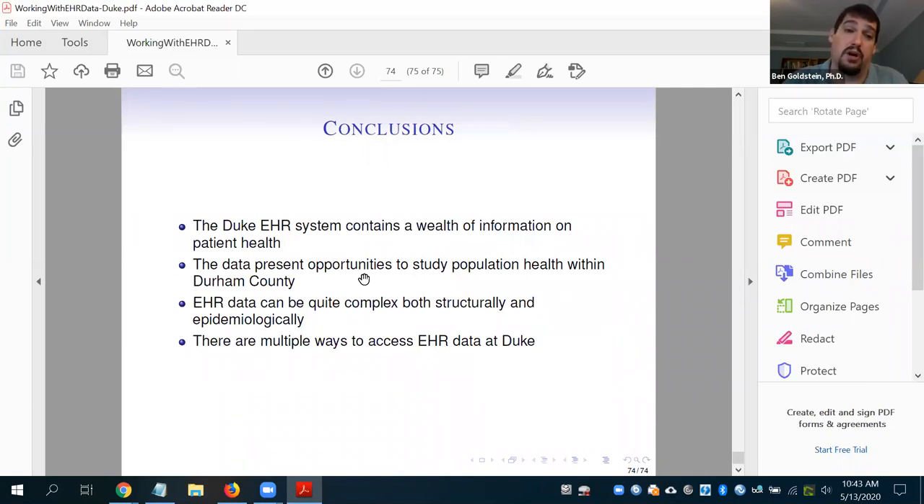So in summary, I hope I've convinced you all that the Duke EHR system contains a wealth of information on patient health. The data present opportunities to study population health within Durham County. This is an area where we've done some really exciting research. And EHR data can be quite complex, both structurally and epidemiologically, and there are multiple ways to access data here at Duke.